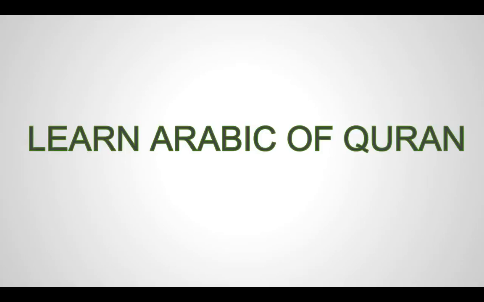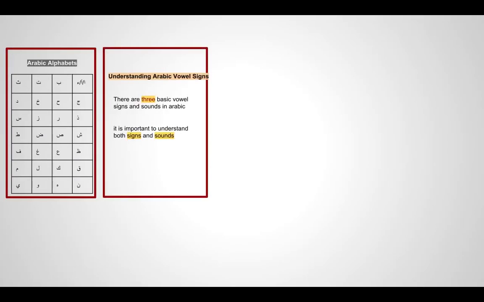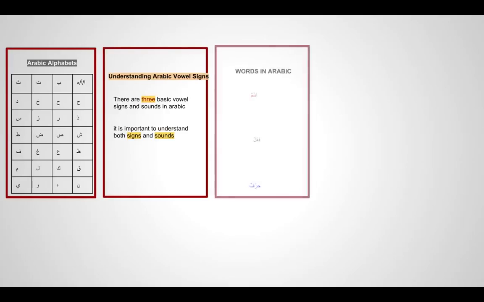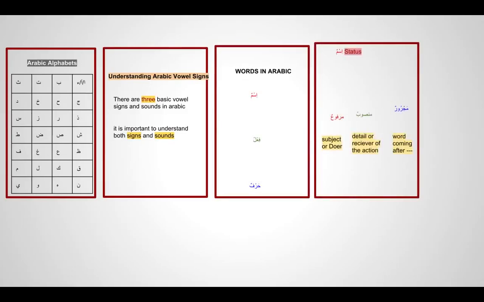So far we have learned, we're slowly building our house of Arabic, and we're slowly putting some bricks together to build our house. So what have we learned so far? We learned about the Arabic alphabets. We've learned about the vowel signs, how the signs and sounds are produced in Arabic. We've learned about different words in Arabic, ism, fi'al and harf. We've learned the ism status, marfu, mansoob and majroor.